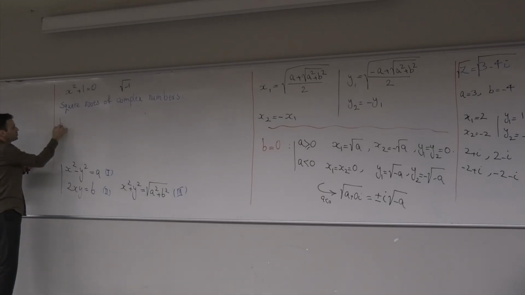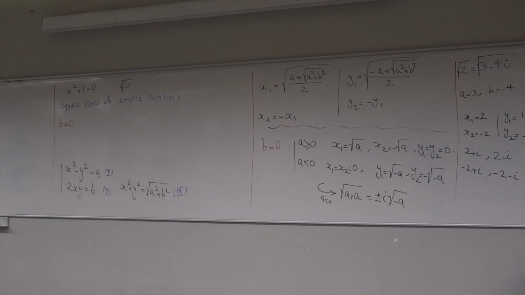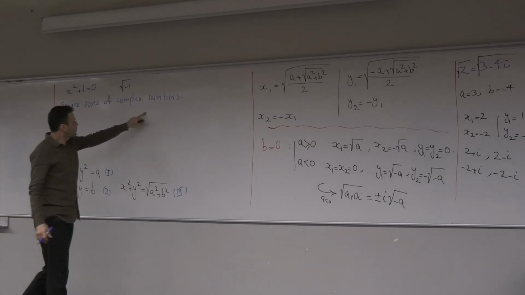Whenever b is non-zero, what will happen now? Which means that we have a complex number and not a real number. What will happen then?